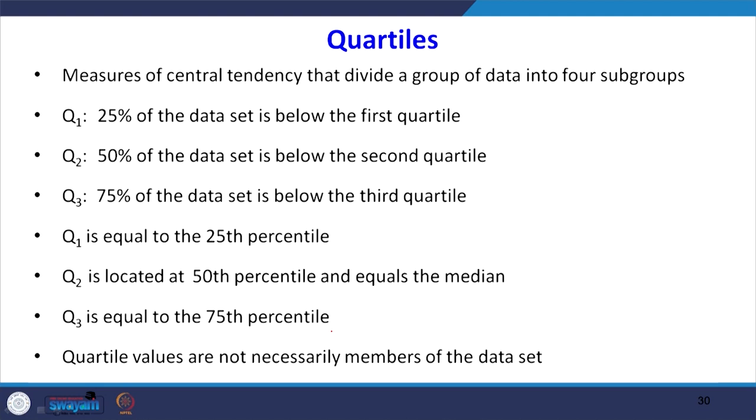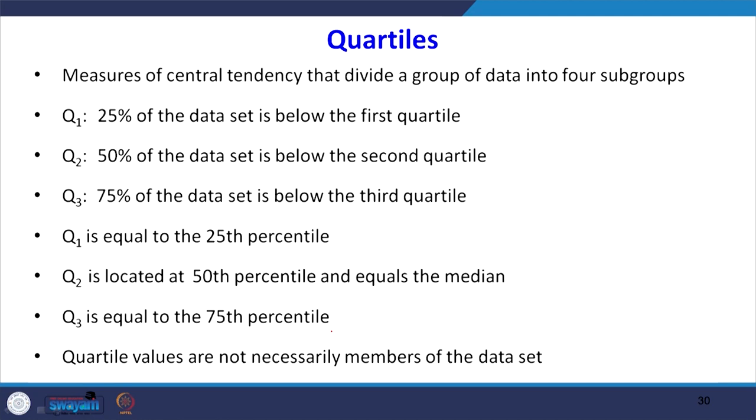Now, we will go for quartiles. Quartiles are measures that divide a group of data into 4 subgroups. We say Q1, Q2, Q3. Q1 means 25% of the data set is below the first quartile. Q2, 50% of the data set is below the second quartile. Q3, 75% of the data set is below the third quartile. So, we can say Q1 is the 25th percentile, Q2 is the 50th percentile, nothing but the median, which is a very important point. Q3 is the 75th percentile.